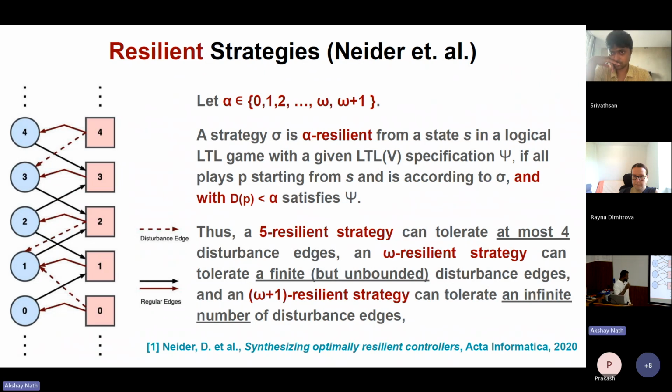Yeah, I see. Yeah, you're right. So it can tolerate up to 4, right? For sure. So you're guaranteed to satisfy the winning condition if you have at most 4 disturbance edges. And an omega resilient strategy can tolerate a finite but unbounded number of disturbance edges. And an omega plus 1 resilient strategy can tolerate an infinite number of disturbance edges. That's the key idea here. And the notion of resilience was first spoken about by Snyder et al. in this work, synthesizing optimally resilient controllers.